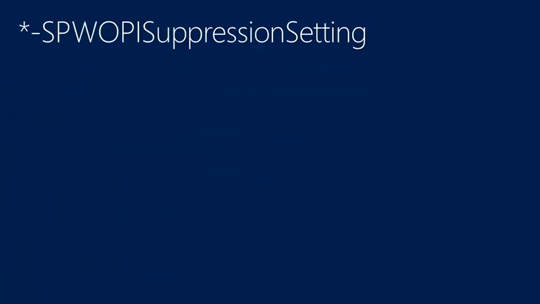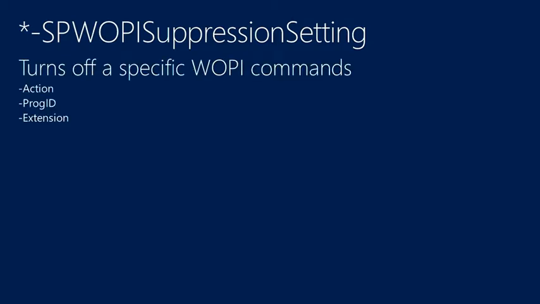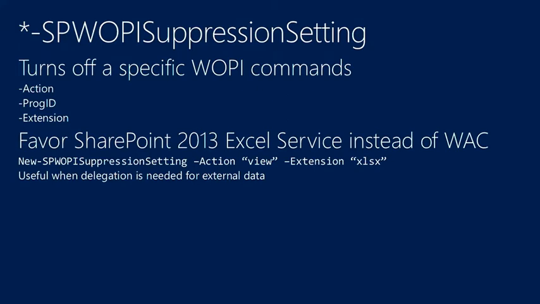Another really good thing is the WOPI suppression settings, which you do on the SharePoint side. You can turn off specific WOPI commands. For instance, you added all the commands, all the WOPI bindings to a SharePoint farm, but you want to use Excel with delegation. You want to connect your cubes using delegation. Then you can't use Office Web Apps for that. So you can, like we do, create a new WOPI suppression setting for the view action for the Excel extension, and then use Excel Services instead. This is basically the only case I use this, when I want to use delegation in Excel.